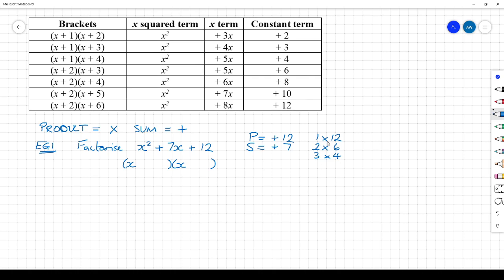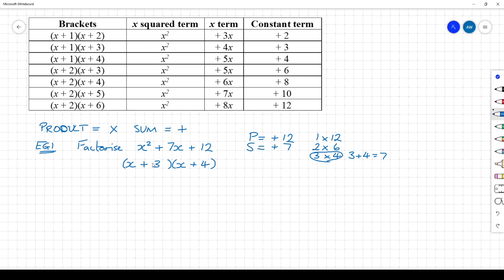Now, once we have the factor pairs of our product, we then look at each pair and see which pair adds up to 7. And it's obvious, it's the 3 and the 4. Okay, 3 plus 4 equals 7. So the product of 3 and 4 is 12. The sum of the two numbers is 7. So those are the two numbers that go inside my brackets, like so.